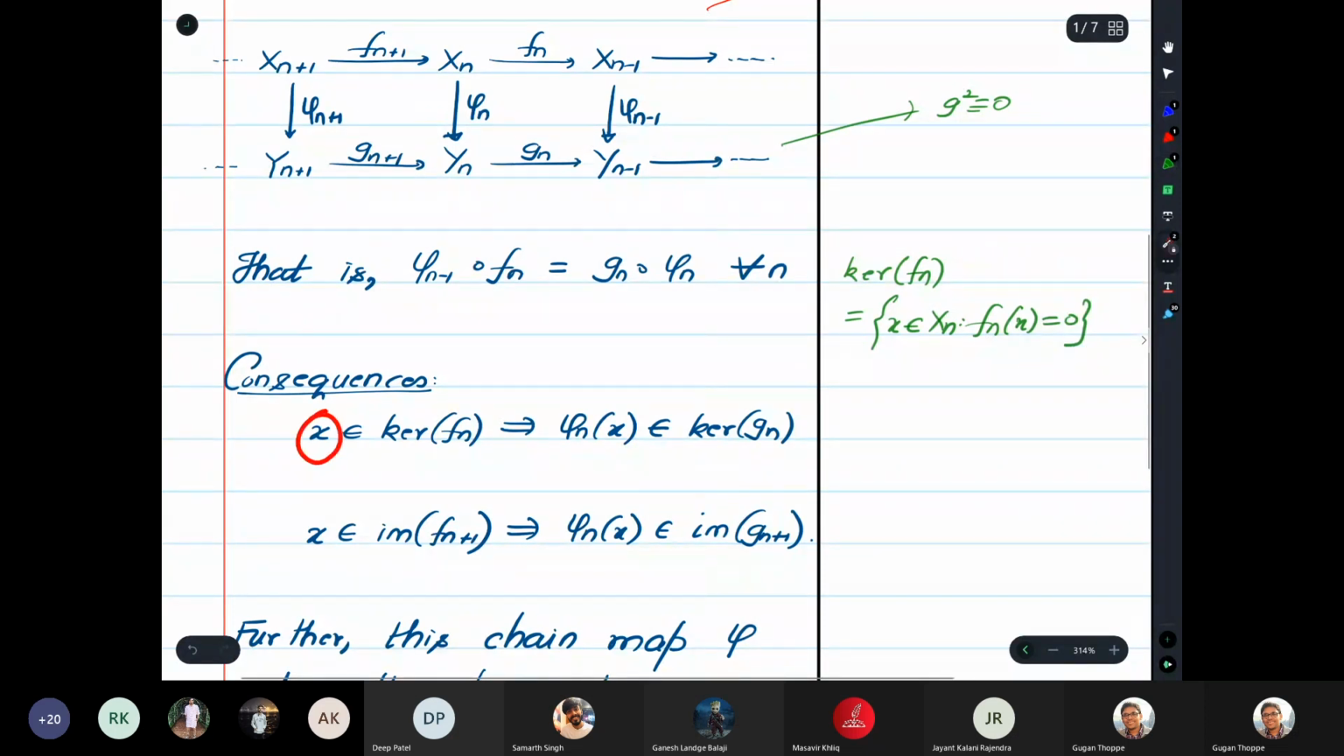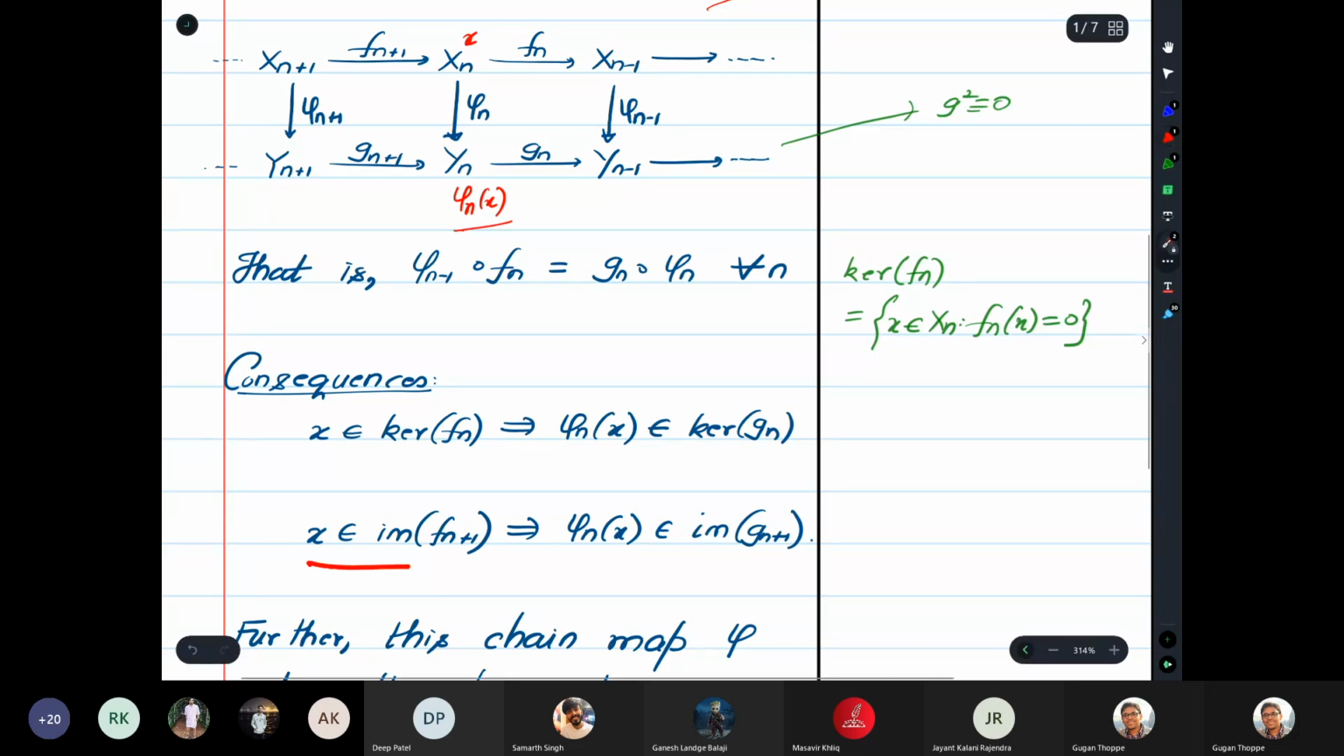So let's consider an element in the kernel of Fn, right? We then showed that whenever we have a chain map, x belonging to the kernel of Fn means that phi n of x must lie in the kernel of gn, right? So x lies over here, phi n of x lies in yn. So what we are saying is that if x lies in the kernel of Fn, phi n of x must lie in the kernel of gn.